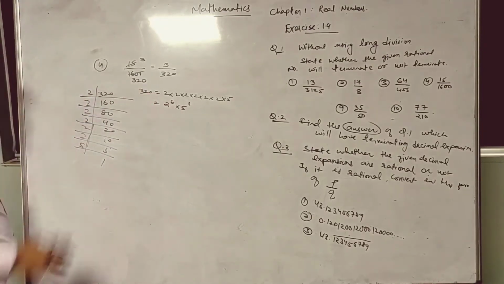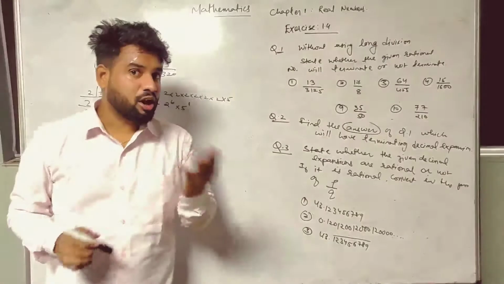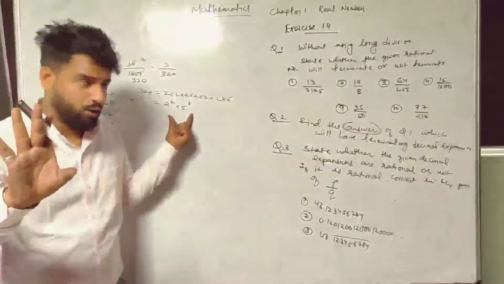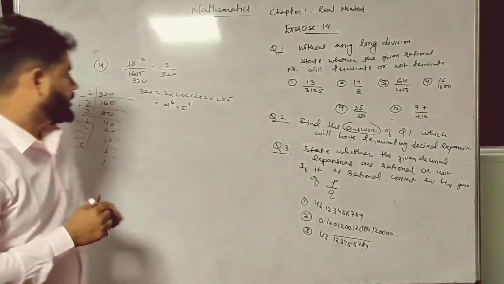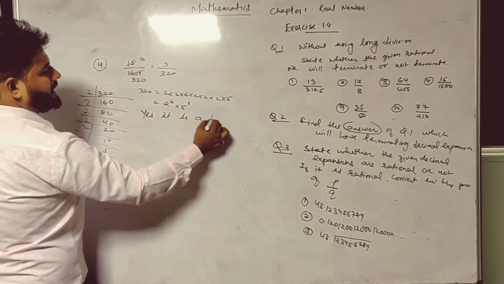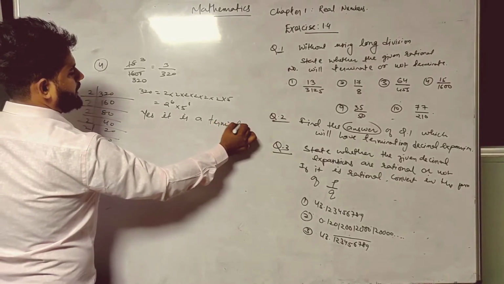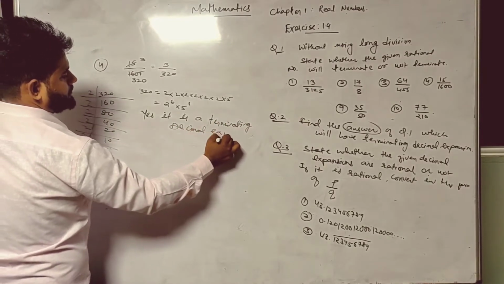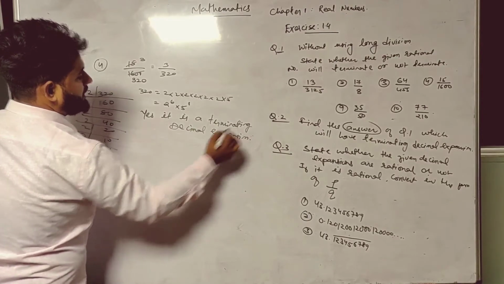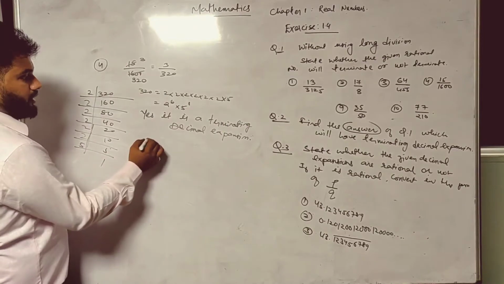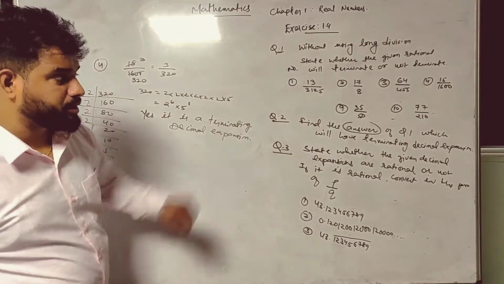Right? So, are you getting any other prime factor other than 2 and 5? No, they are 2 and 5 only. So it is required that no other prime number should be there. So yes, it is a terminating decimal expansion. If it is a terminating decimal expansion, you have to find out the answer as per the question number 2.